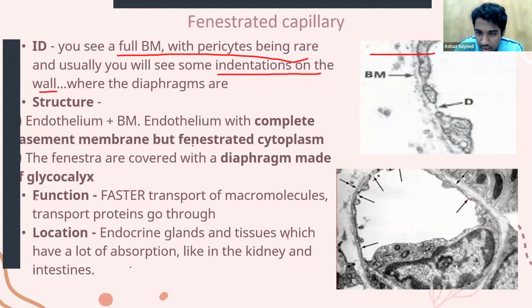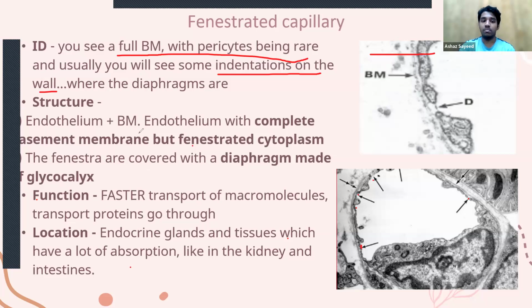Look at the electron microscopy image. You can see that there are some dents around the perimeter. So these dents are actually your fenestra, or like these holes which have been dug in the cytoplasm, and these are covered with a diaphragm.